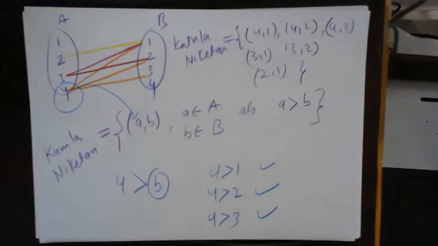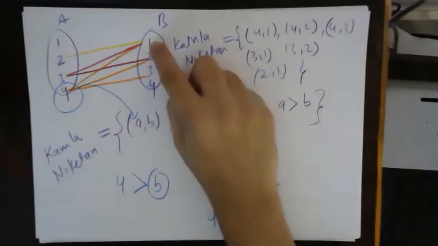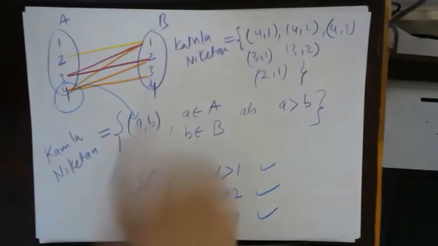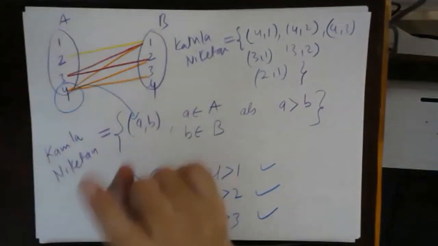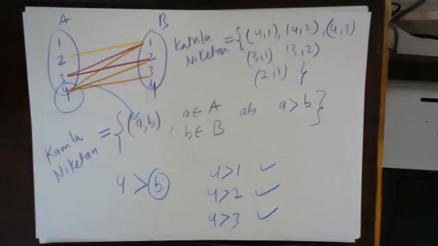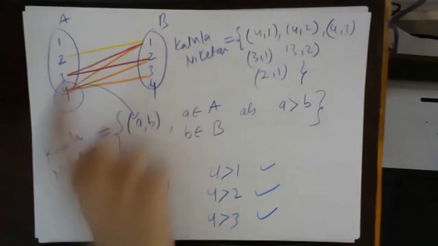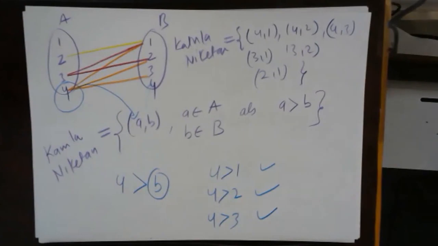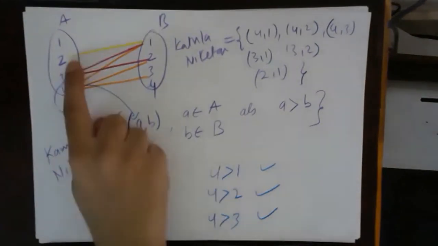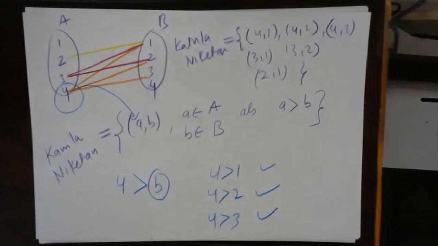Now tell me, what is the image of 4? Is the image of 4 unique? No. The image of 4 is 1, 2, and 3. The image of 4 is not unique. Very nice. What is the image of 3? 1 and 2. Very good. What is the image of 2? 1. What is the image of 1? Nothing. The image of 1 is nothing.